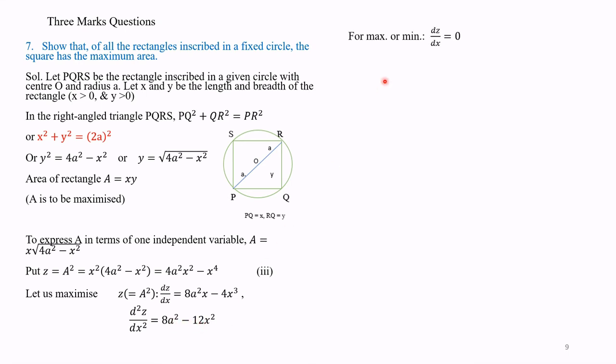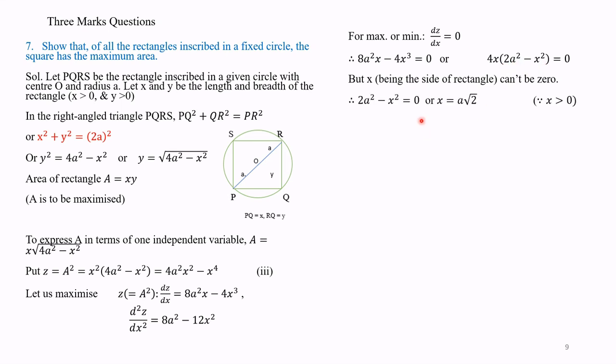Therefore, for maximum or minimum value, we know dz by dx should be 0. Therefore, dz by dx, 8a squared x minus 4x cubed, is equal to 0. If we take 4x common, it is 2a squared minus x squared is equal to 0. But x, being the side of the rectangle, cannot be 0. Therefore, 2a squared minus x squared should be 0, or rearranging, x is equal to a root 2, because x is greater than 0.